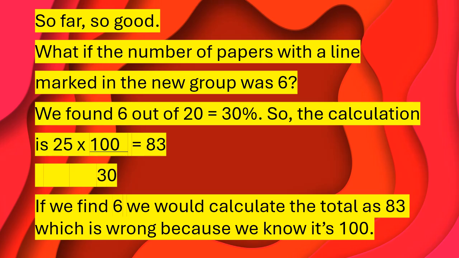So far, so good. What if the number of papers with a line marked in the new group was 6? So we found 6 out of 20, which is 30%. So the calculation is 25, the size of the group, times 100 over 30, which would give us an answer of 83, which is wrong because we know the population is not 83, it's 100.